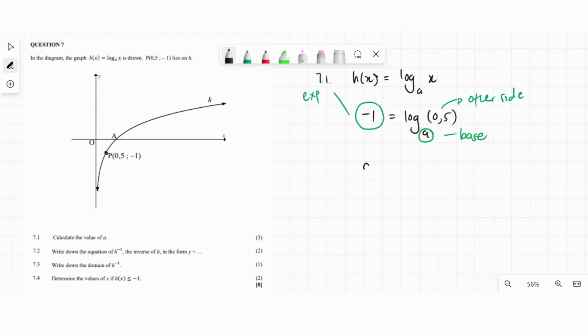All right, so let's write it. It's going to be a to the power -1 is equal to 0.5. Then write this in fraction form, so it's going to be 1 divided by a, and this one is the same as 1/2. Then we're going to cross multiply, so it's going to be 2 is equal to a. So our a is going to be equal to 2.